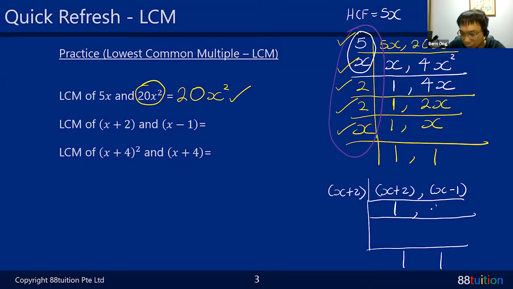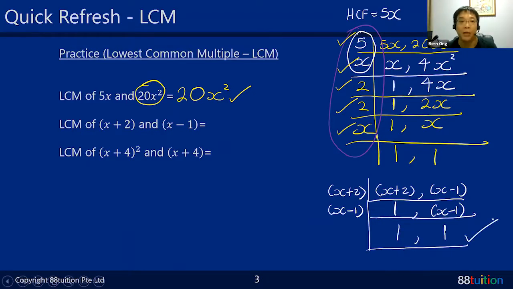Happy? Happy. But your x minus 1 cannot divide by x plus 2. So leave it. Remember your objective is to get to 1, 1. So next portion, you divide by x minus 1. So that down here, x minus 1 divided by x minus 1 is 1. That is what you want. So you met your objective already. So what is the LCM?